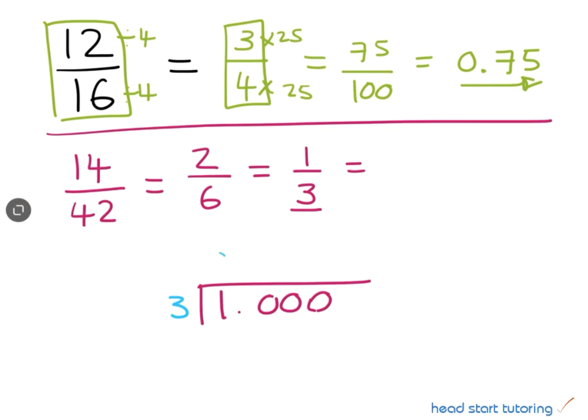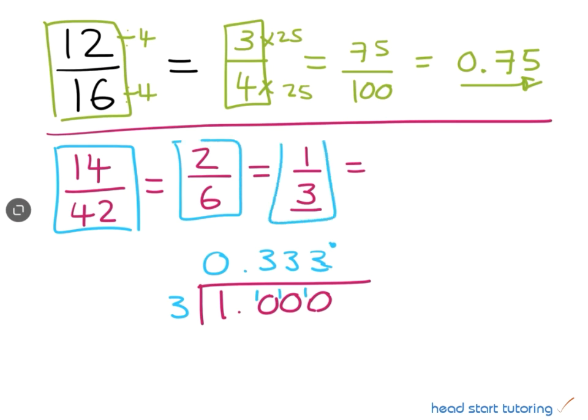So 3 into 1 doesn't go, we bring up our decimal point. 3 into 10 fits 3 times, remainder 1. 3 into 10 fits 3 times, remainder 1, and so on. So we end up with 0.3 recurring, or 0.333 if you would like to give 3 decimal places. So 14/42, or 2/6, or 1/3, those are all equivalent, and our answer as a decimal is 0.3 recurring.